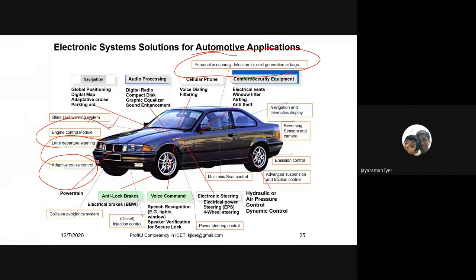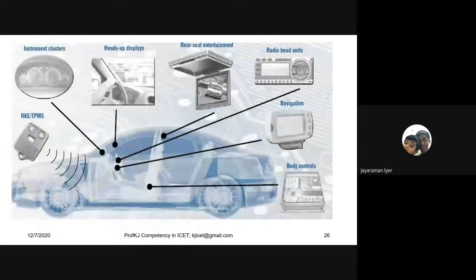Okay. You have power steering, you have multi-axis sensing, you have so many things which are happening inside an automotive. And now what is the next one? You have this particular thing, which is dashboard electronics. Look at it. You have remote key enabled, tire pressure monitoring system, instrument cluster, head-up displays, rear seat entertainment, or radio head units, and you have navigation, you have body controls.